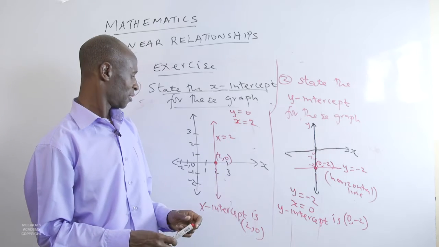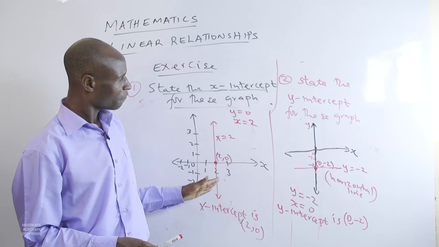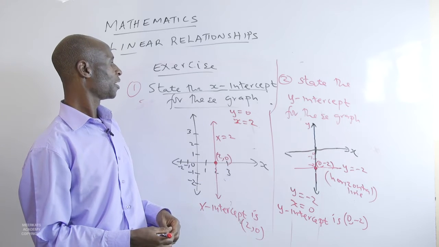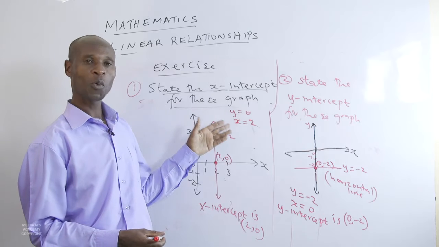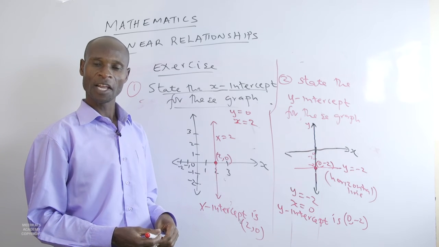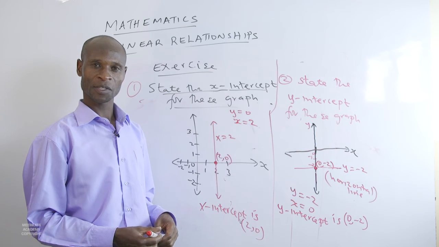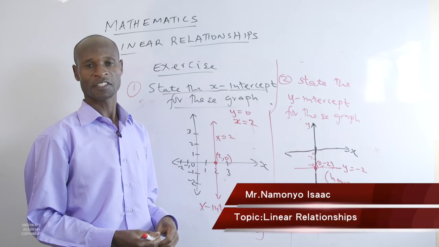We have done that, and I believe from these illustrations, you can be able to find the equation of a linear relation when you have been given both x-intercepts and y-intercepts successfully.